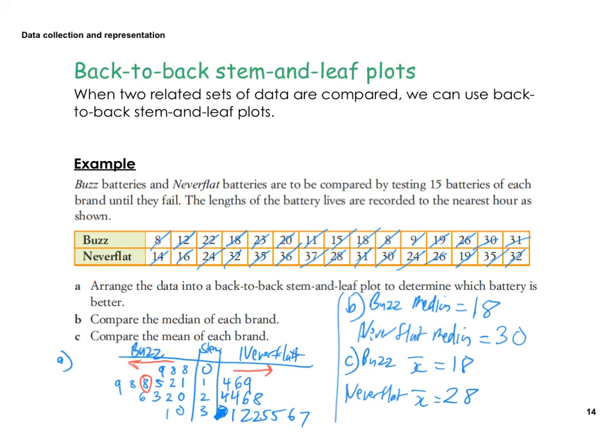And let's just answer the 2 questions. So actually part B, compare the medians. So part B, Never Flat median is higher. And the mean, again, Never Flat mean is higher.